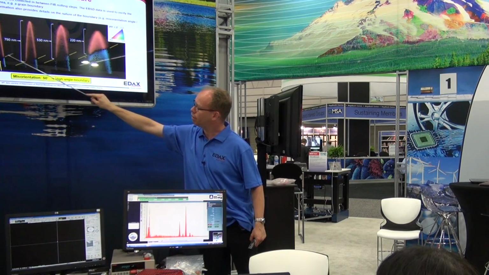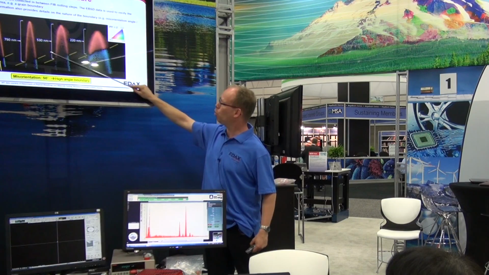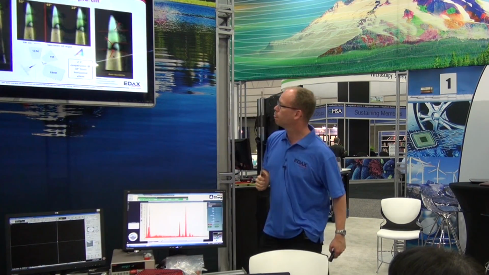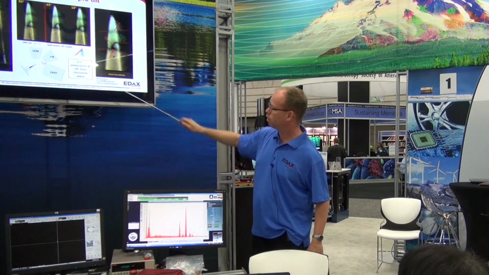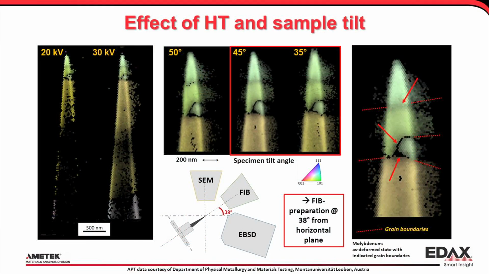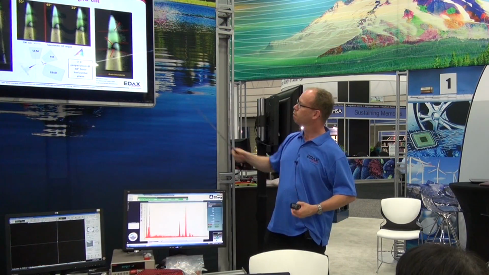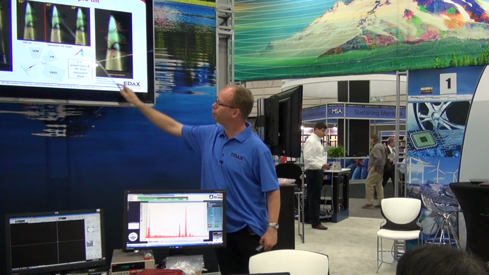But in transmission mode you can actually see where the boundary is, mill a little bit more until it gets closer to within the region where you need it to be. And there's a few more examples. These are coming, by the way, from our customers in Leoben at the Montanuniversität in Austria. And also here you can see the effect of the high tension. The higher the high tension, we can actually see through those tips much better. And the tilt angle doesn't affect it too much, between 35 and 50.